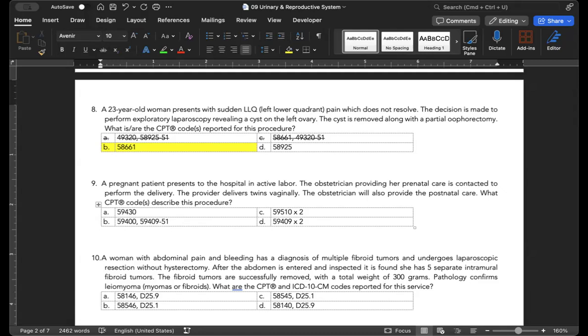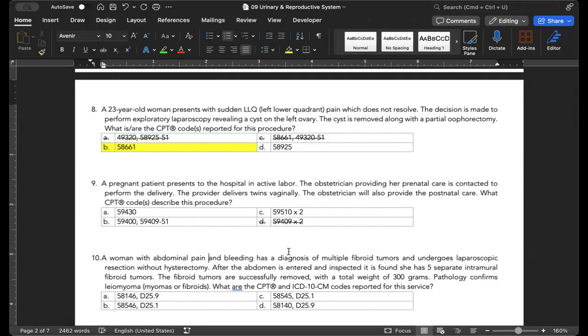So we have 59409 in 2. So let's go look at 59409. 59409 is vaginal delivery only, with or without episiotomy and/or forceps. So are we only going to report the vaginal delivery times 2?